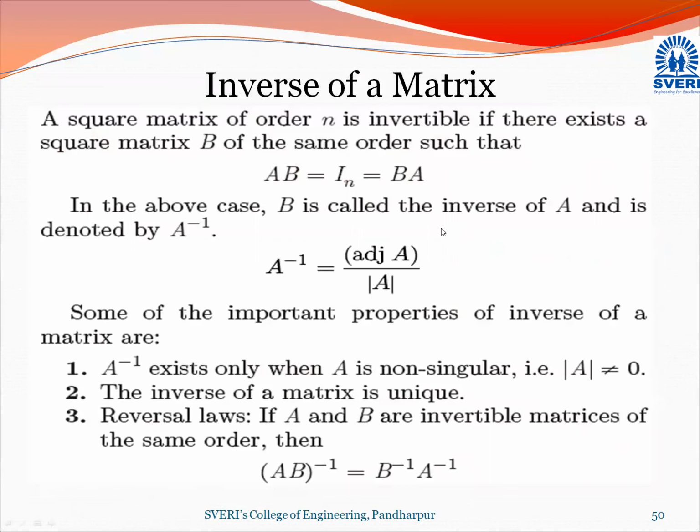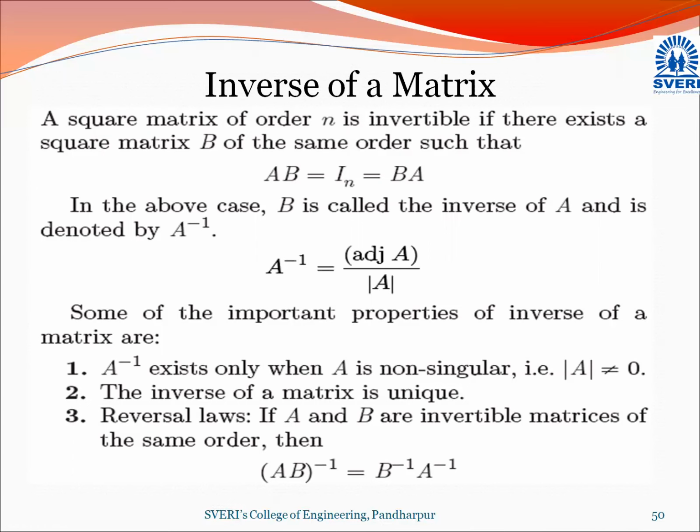Then next, moving towards the inverse of a matrix. A square matrix A of order n is invertible if there exists a square matrix B of the same order such that A into B is equal to I n, which is equal to B into A. So in this case, B is called the inverse of A and is denoted by A inverse. Therefore, A inverse is equal to adjoint of A divided by determinant of A.